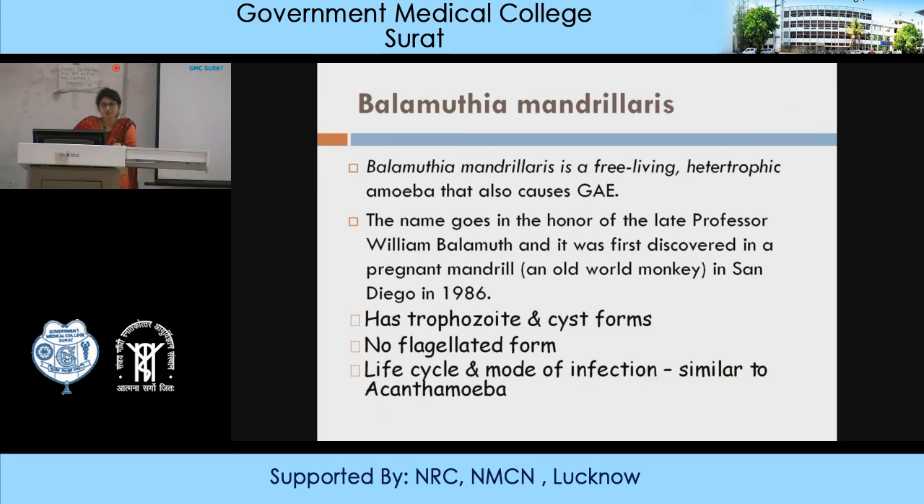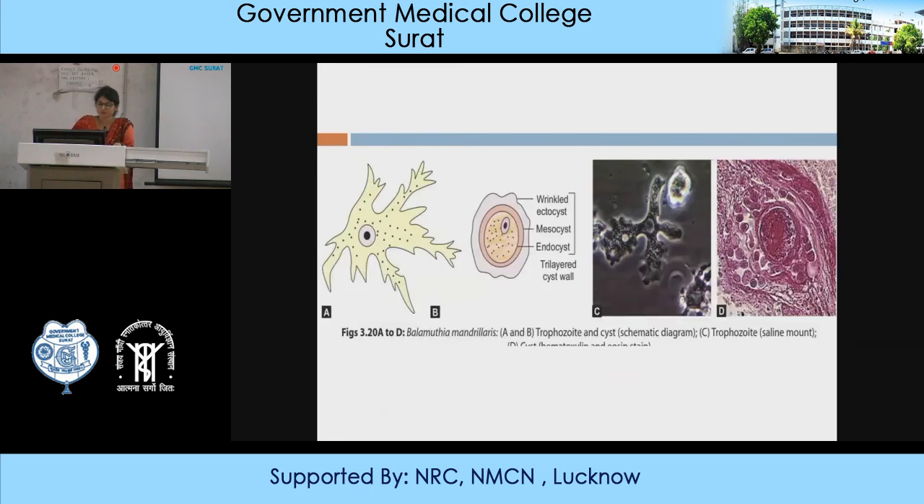The life cycle and mode of infection are the same as Acanthamoeba, through respiration. So it basically infects through respiration or through traumatized skin. Two forms are seen, the trophozoite and the cyst form. In the trophozoite form, you can see irregular pseudopodia, and the cyst has a tri-layered wall: a wrinkled ectocyst, a mesocyst and an endocyst, which is granular.